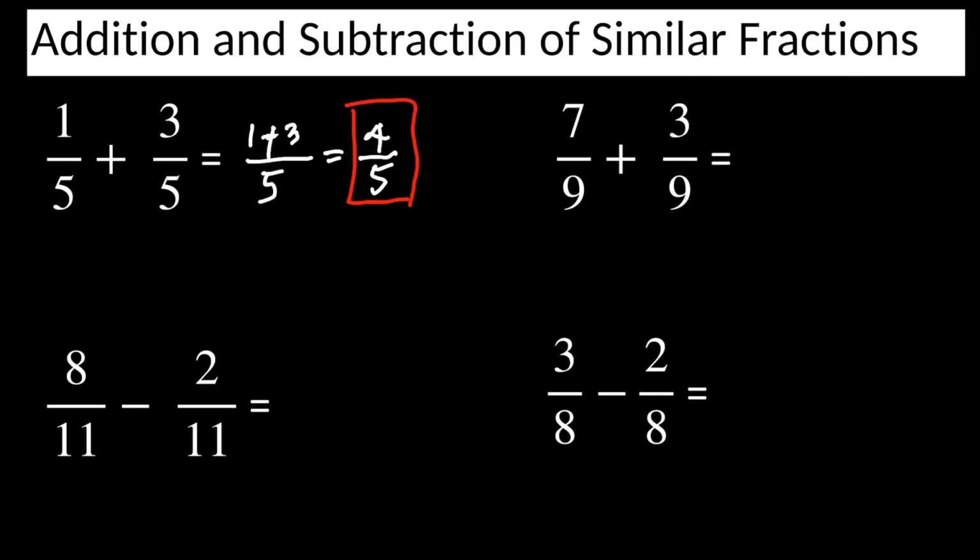Let's have another example. 7 over 9 plus 3 over 9. So obviously, they are similar fractions. So we copy the common denominator, which is 9. And then we add the numerator, 7 and 3. And if we're going to add 7 and 3, that will give us 10 over 9.